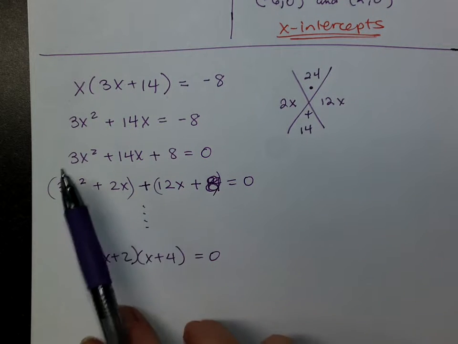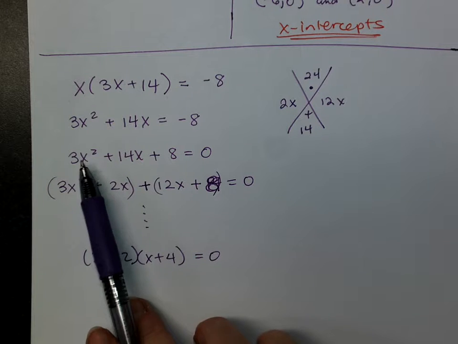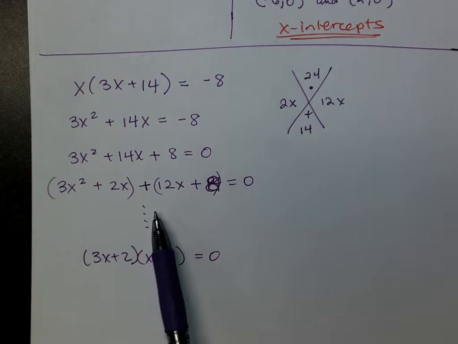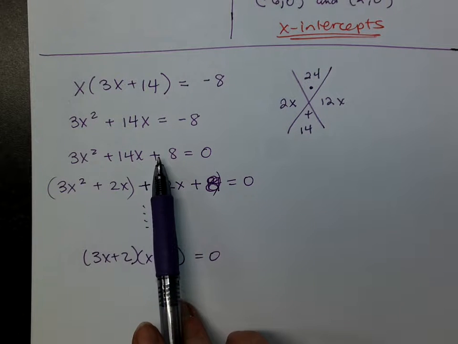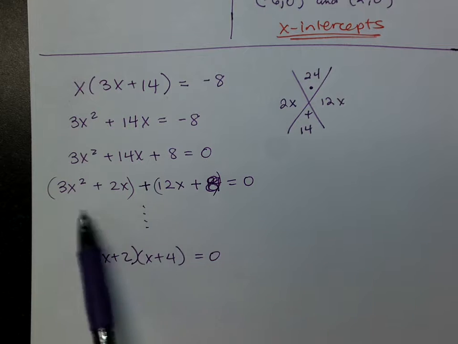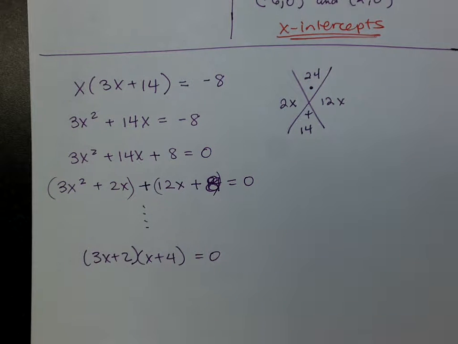So I identified what I had, checked for GCF first, and saw it's an a not equal to 1 trinomial. I did my AC method with grouping because that's what a not equal to 1 trinomials require. I still have the equal to 0 on the side, so I'm bringing it along. I do my grouping, and when I finish, I have these 2 binomials.